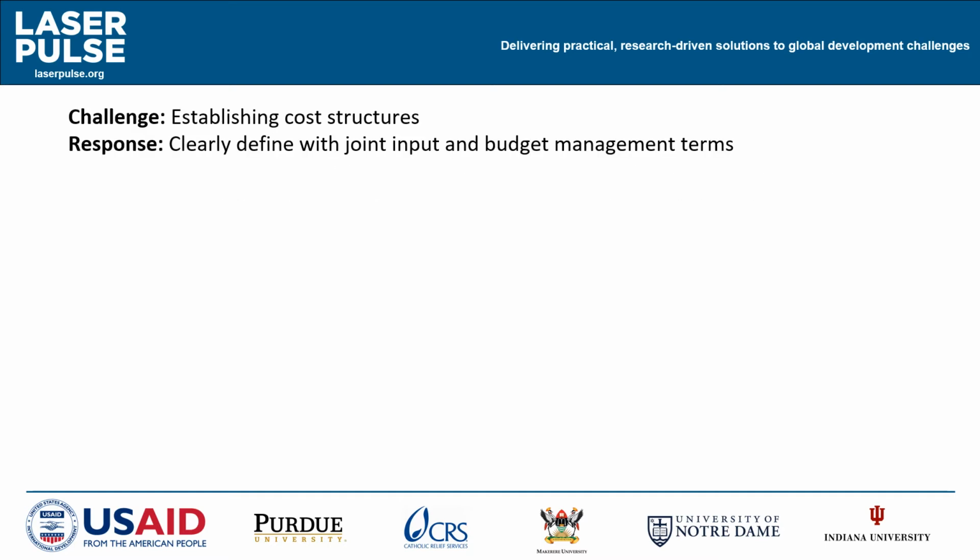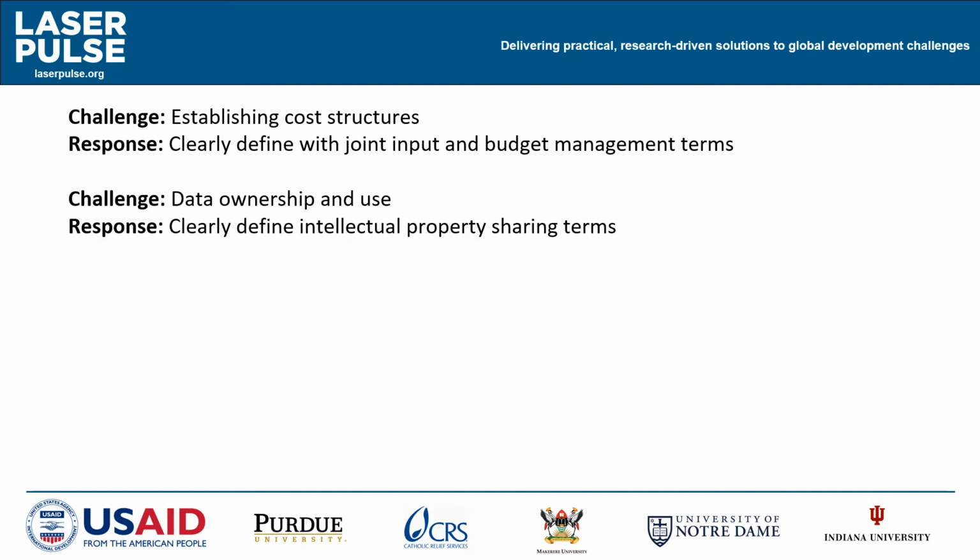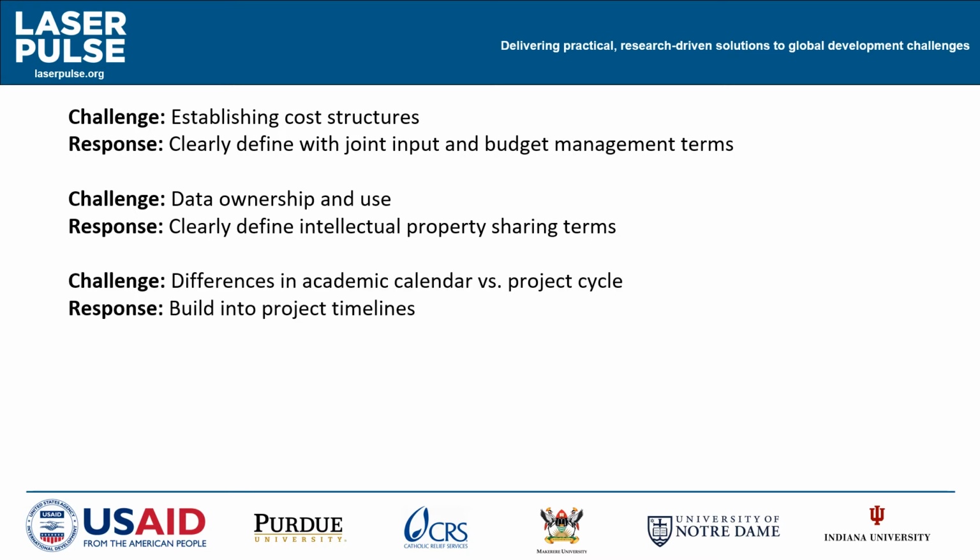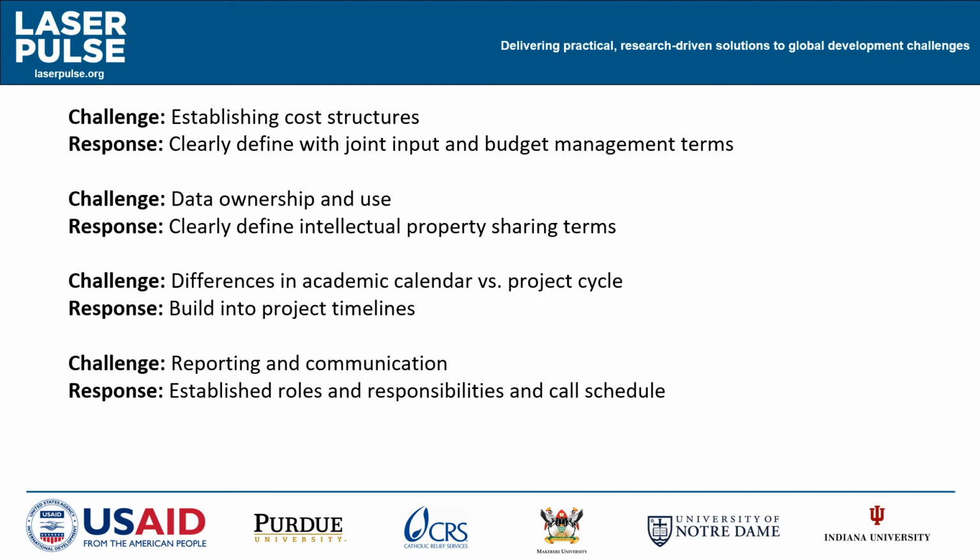Now that you've considered these, let's look at some potential challenges and their responses. If you need to establish parameters around cost structures, you can clearly define these with joint input and budget management terms. If you need to clarify data ownership and use, you can clearly define intellectual property sharing terms early on. You can read below some additional examples.